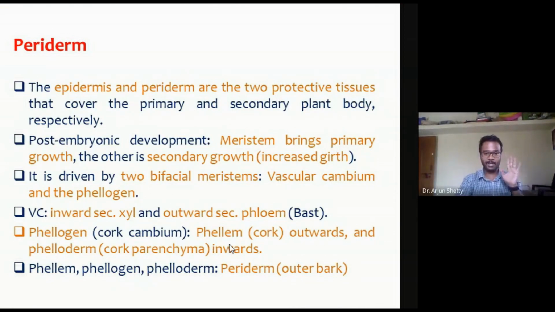Not only a bark, it's been considered as outer bark. A complete bark: how to say what the actual components of a bark are is phellum, phellogen, phelloderm, and outer phloem. All these 4 components will be considered as a bark, where phellum, phellogen, and phelloderm, these 3 will be considered as periderm or outer bark. Along with the phloem, if we consider the phloem also, then it is considered as a complete bark.